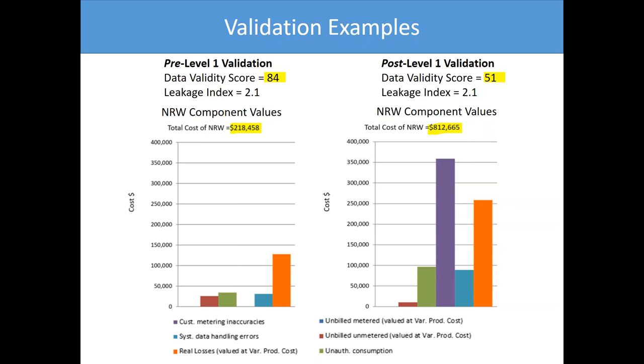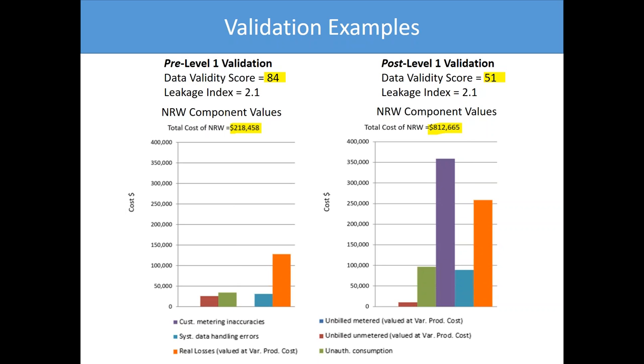The other interesting outcome was that there was a fairly significant change in the volumes, and the graphic we're looking at here on this screen is the costs. Those overall costs, you can see total, went from a little over $200,000 to a little over $800,000. Total non-revenue water is the aggregate of the real losses, the apparent losses, and the unbilled component. So this is not only a refinement in the data validity score, but quite a different profile with respect to their non-revenue water components.